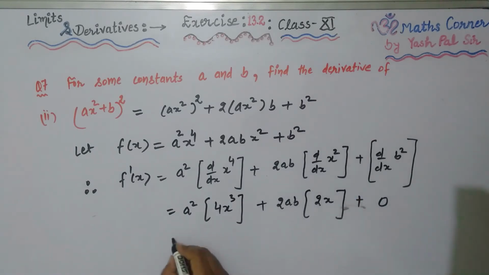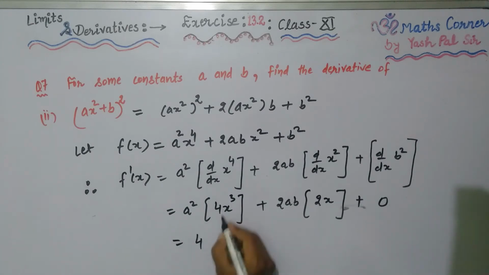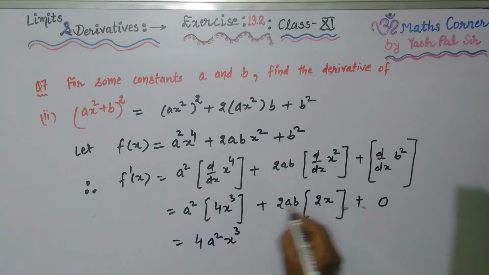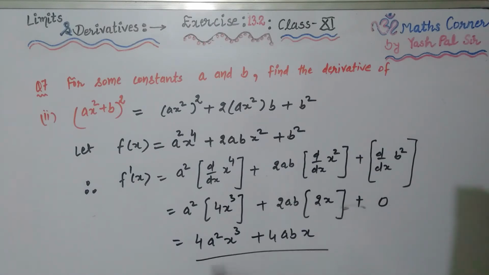So finally, what is the answer? This is 4a square into x power 3, 2 into 2, 4 into ab into x. So this is the final answer to the question.